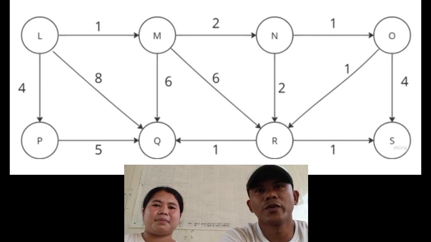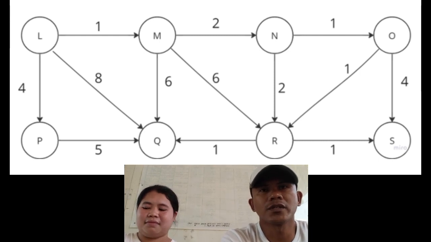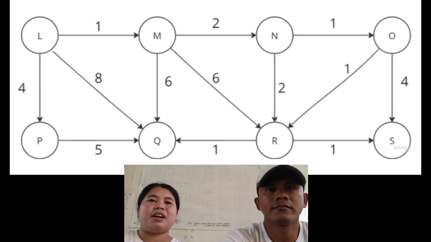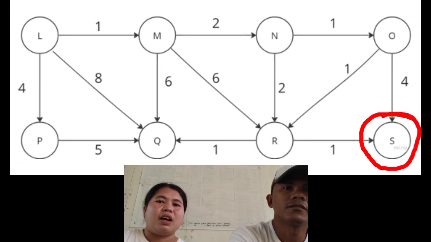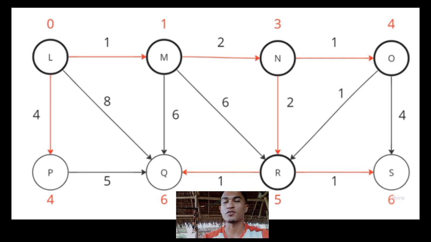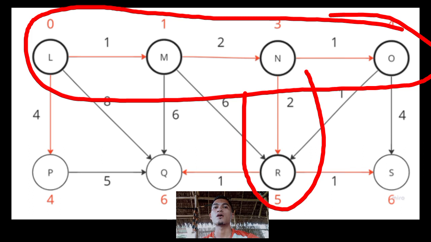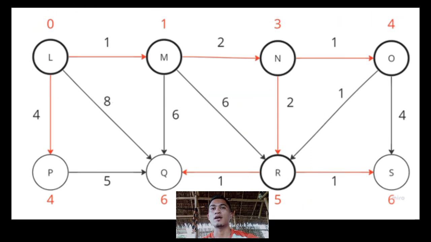Moving on to the next video, we have Dijkstra's algorithm. As we can see, there are 8 vertices: L, M, N, O, P, Q, R, S. Now we will define Dijkstra's algorithm one by one. In the graph, the circles L, M, N, O, R, and P are highlighted in bold, and the arrows connecting them are colored red.